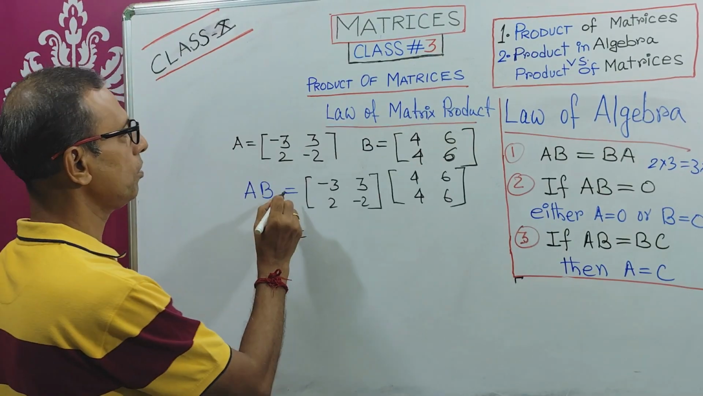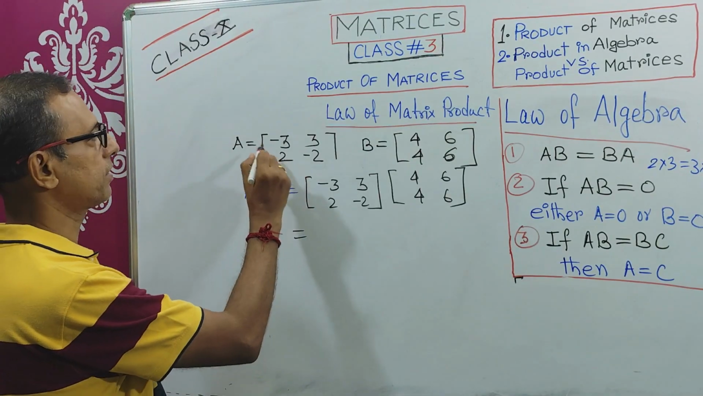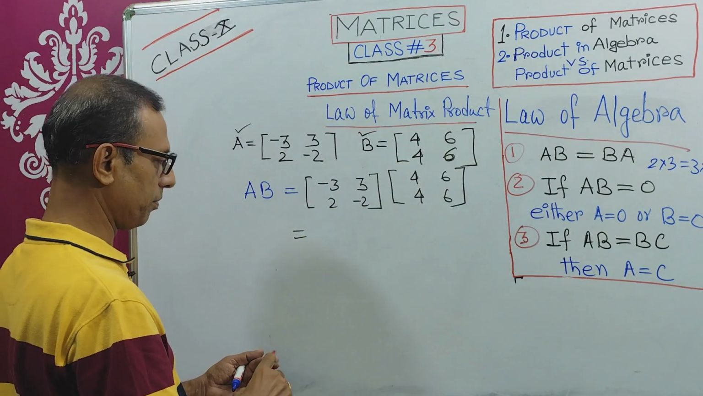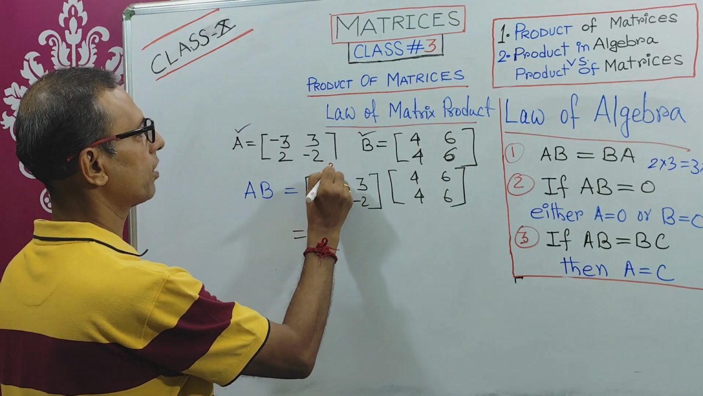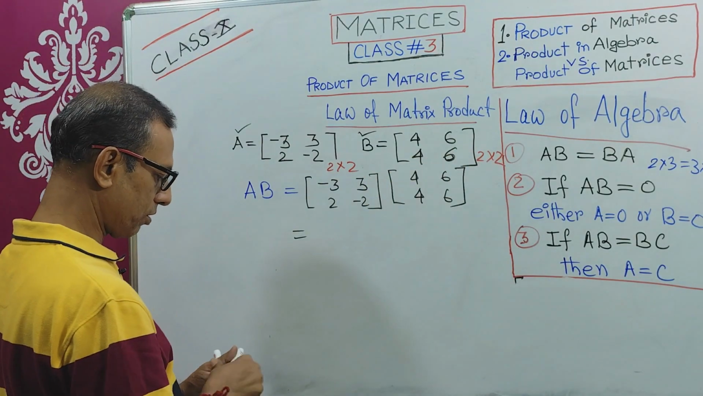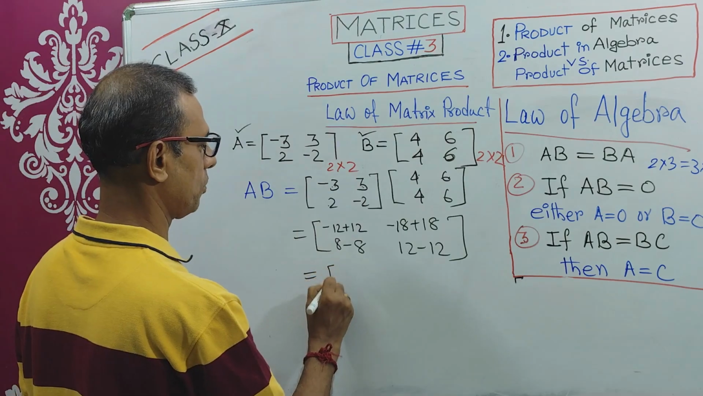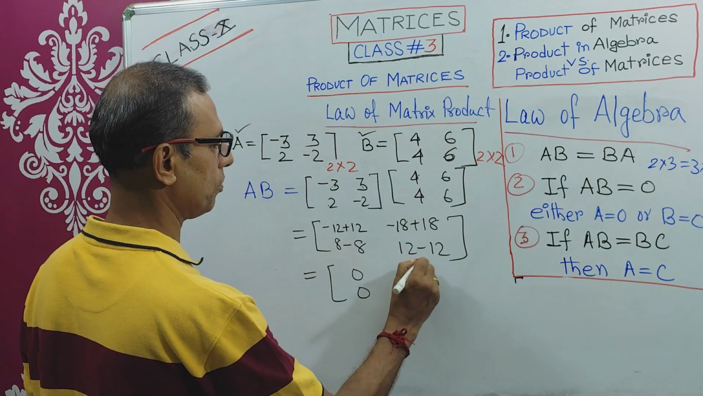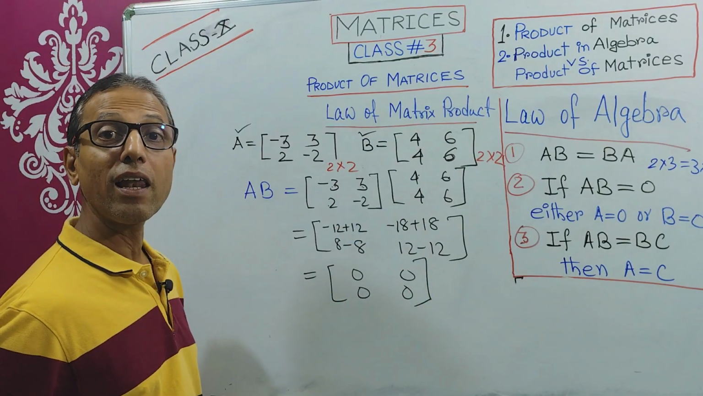So let's see. Let's say this is one matrix A and this is another matrix B. Now let's multiply these two matrices. First check the order. It is 2 by 2 and it is also 2 by 2. So you can multiply. Now let's do the multiplication. So it is 0, 0, 0, 0. So it is a null matrix.